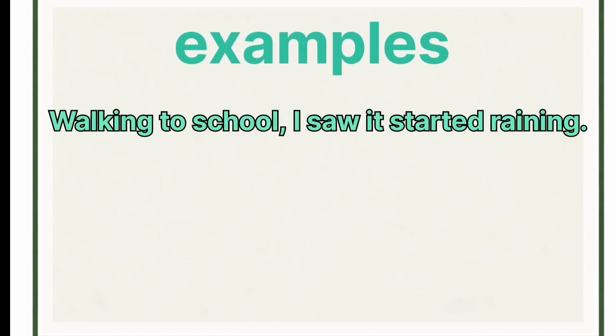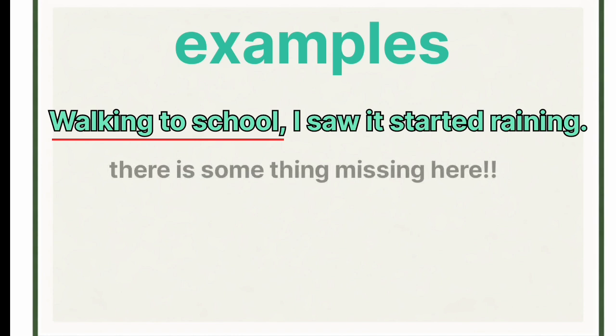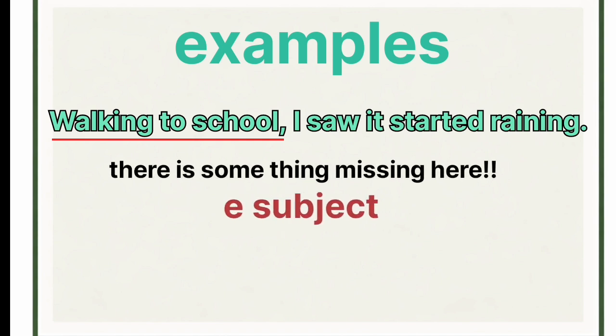Walking to school, the rain started. Here, where is the modifier? It is walking to school. It modifies what? In this sentence, it modifies the rain. But logically speaking, it's not the rain, it's the person who is walking. So there is something missing here. We need to add the subject.